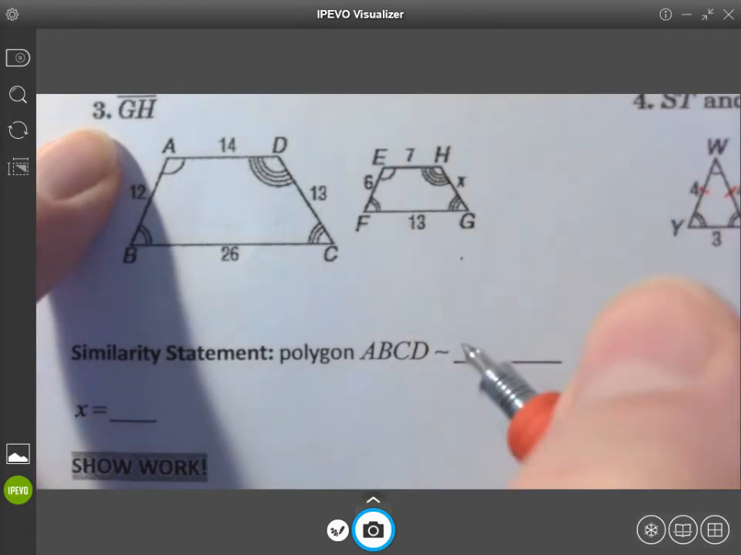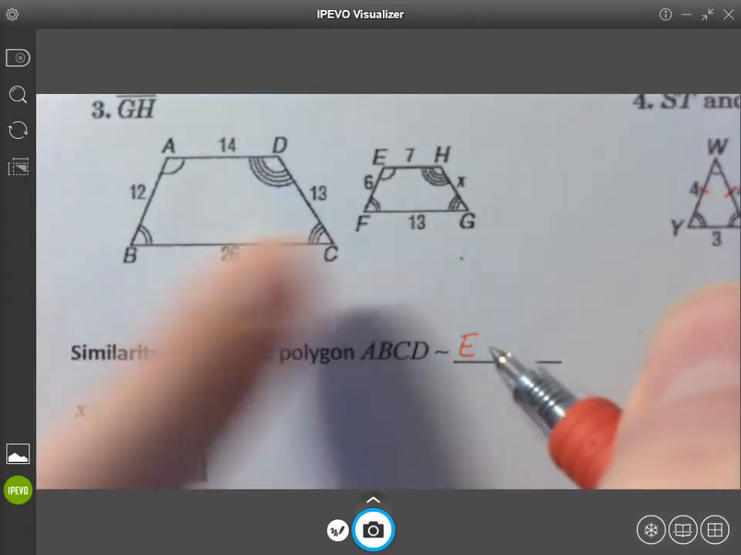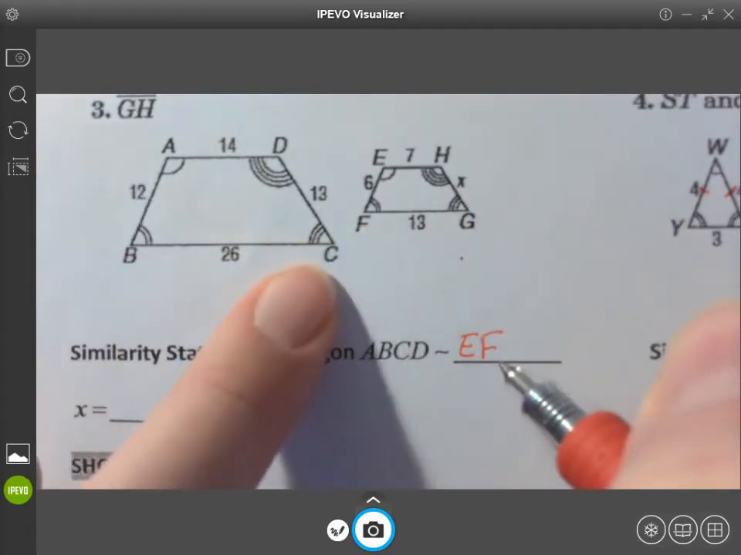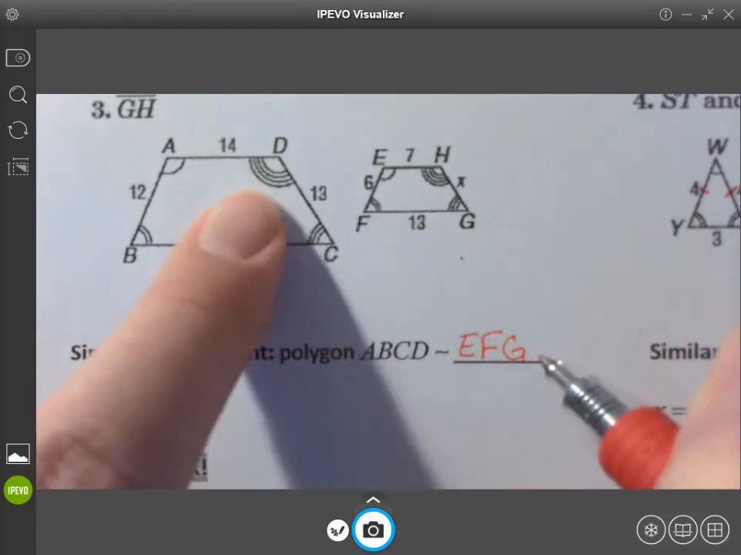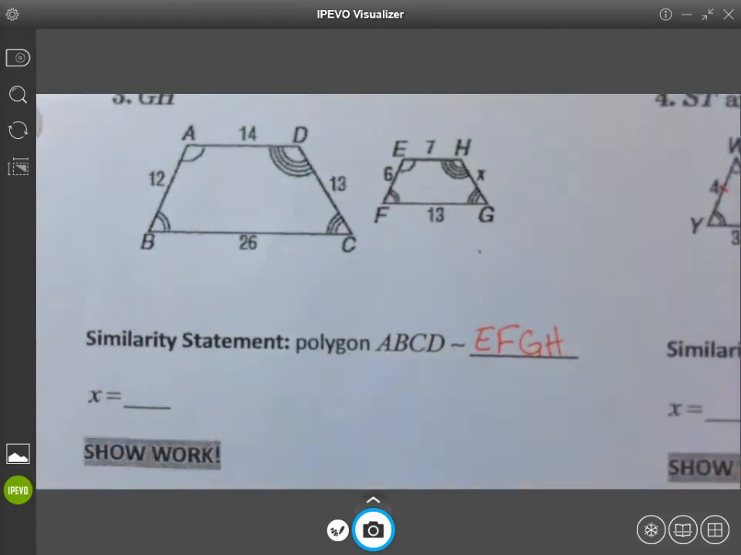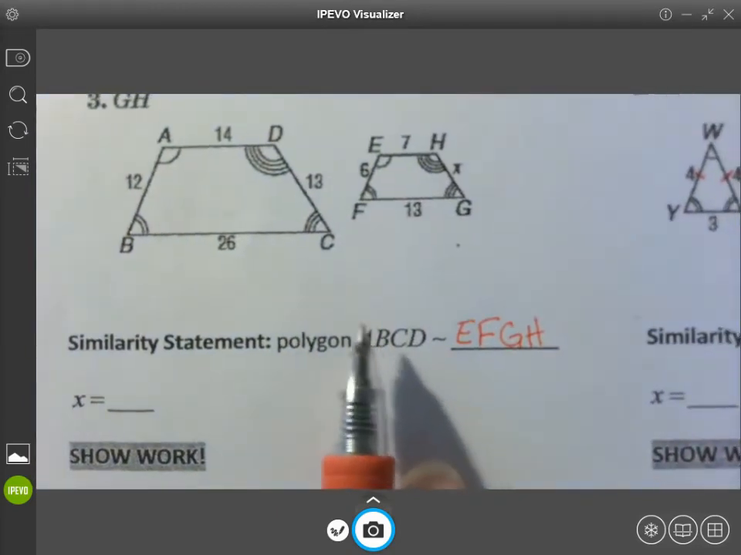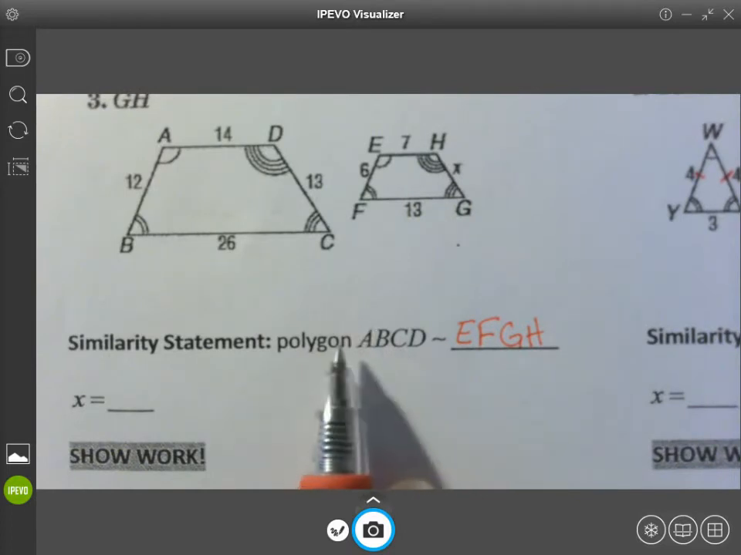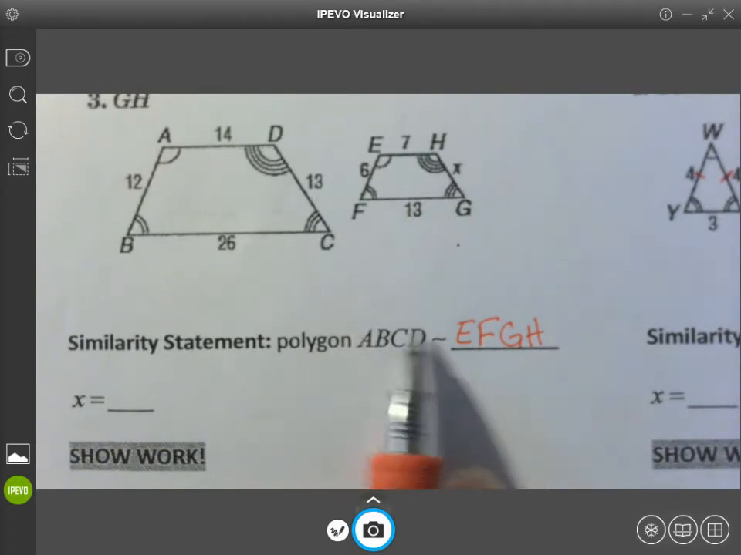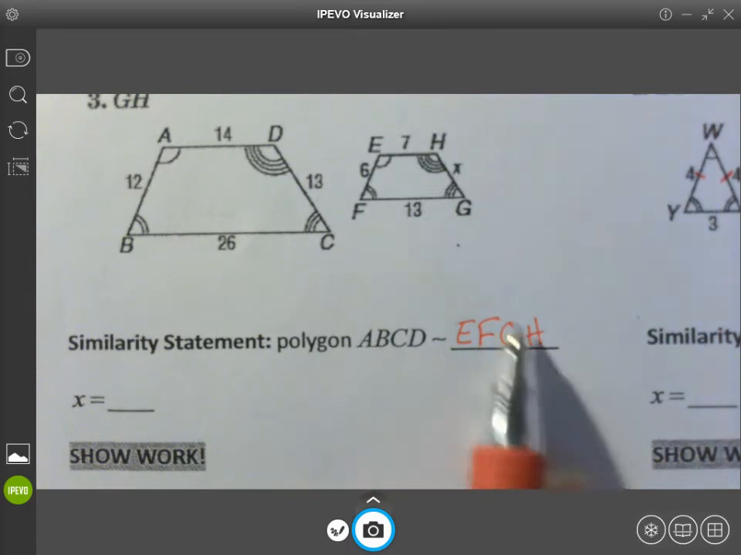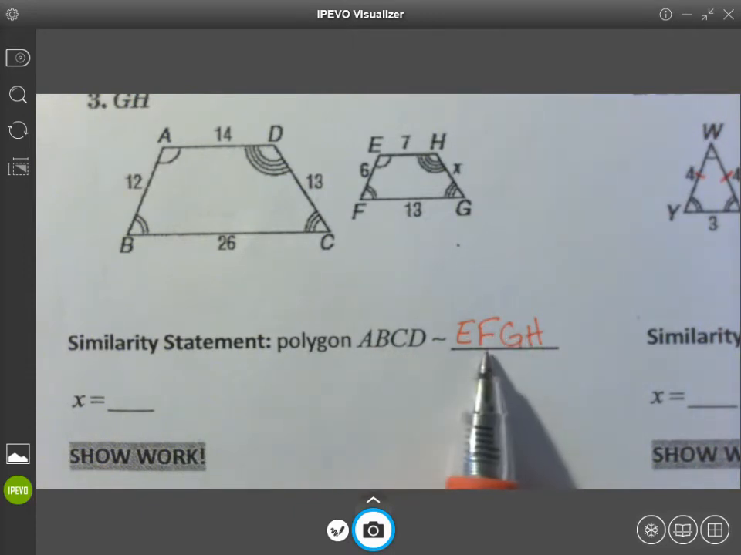A goes with E, B goes with F, I'm looking at the markings, C goes with G, and D goes with H. Whenever you have something more than 3 sides, like if it was a triangle, we put a little triangle symbol, but whenever you have a quadrilateral or a pentagon or something bigger, you just list the points. No lines, just the points. Okay, now we got to find x.